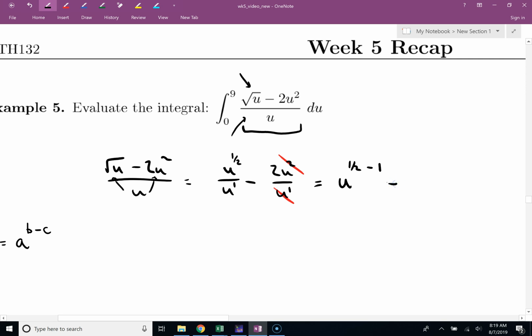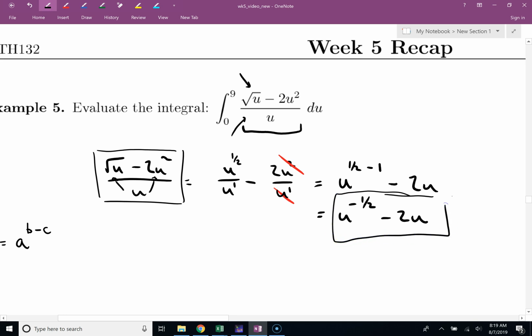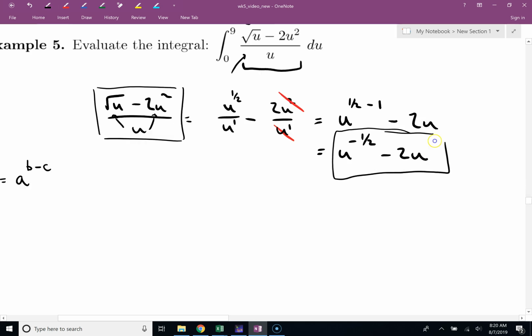All right, so minus, and it looks like 2u there. So this is going to be u to the negative 1/2 minus 2u. Again, all of this was just rewriting this function, because here it has this division sign and we don't know any quotient rule for antiderivatives. There isn't one, so we have to rewrite it first. Getting in this form will allow us to take the antiderivative of it.